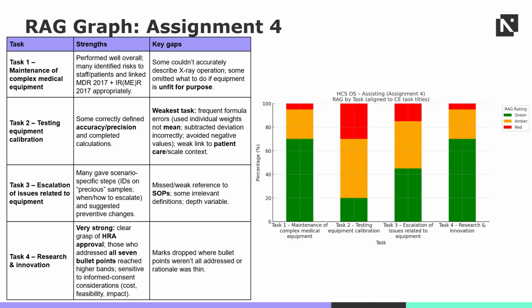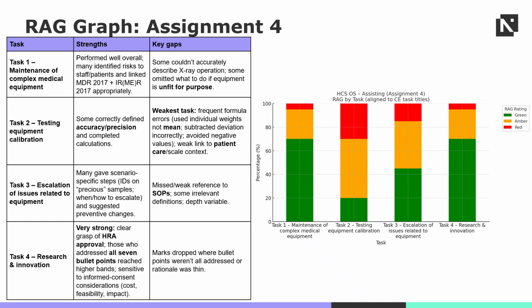So let's explore the performance in a little bit more detail. So for task 1, the maintenance of complex medical equipment, students generally did well here. The stronger scripts identify risks to both staff and patients and link their actions to legislation. Gaps appeared where learners couldn't accurately describe how the X-ray machine operates or didn't explain what they do if a device was unfit for use.